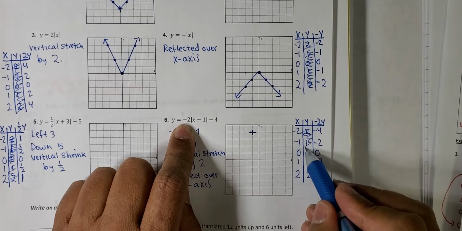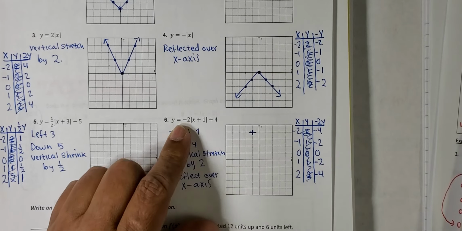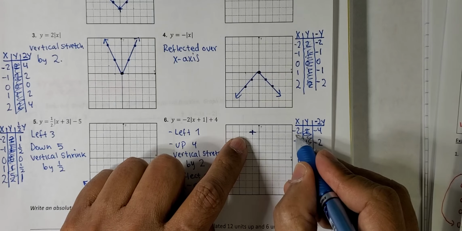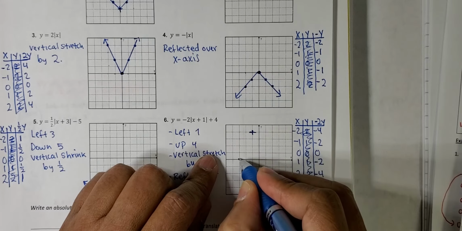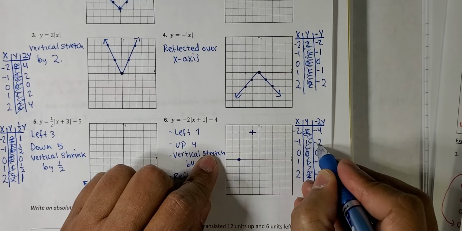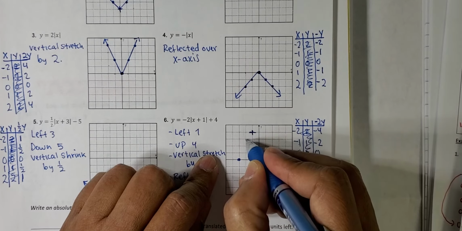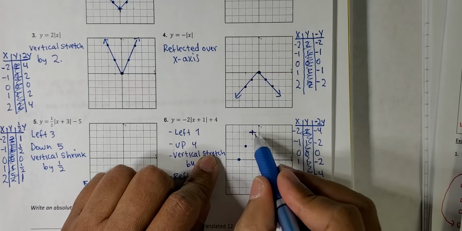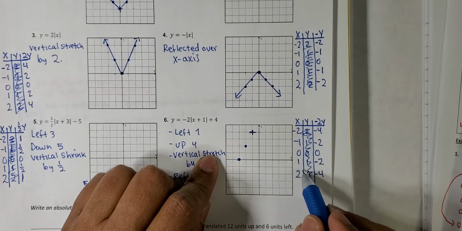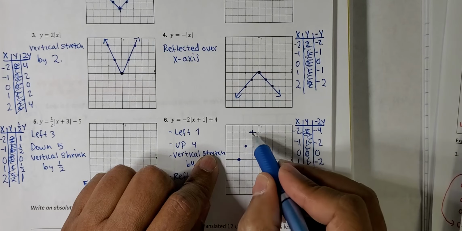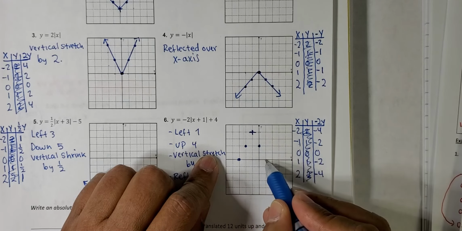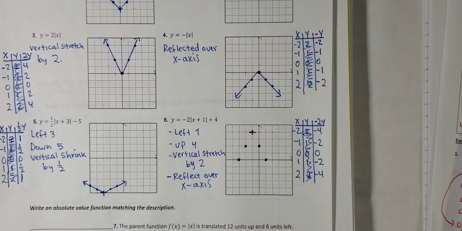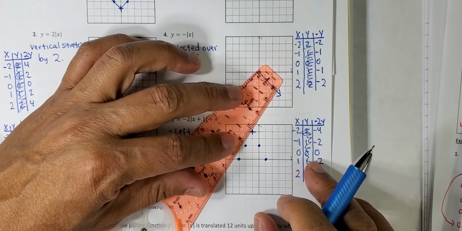Then I'm going to cross these out so I don't get confused. If I go left 2, I'm going to go down 4. If I go left 1, I'm going to go down 2. And if I go right 1, down 2. And then right 2, down 4. So there I have the points that I need, and now I'm ready to sketch the graph.